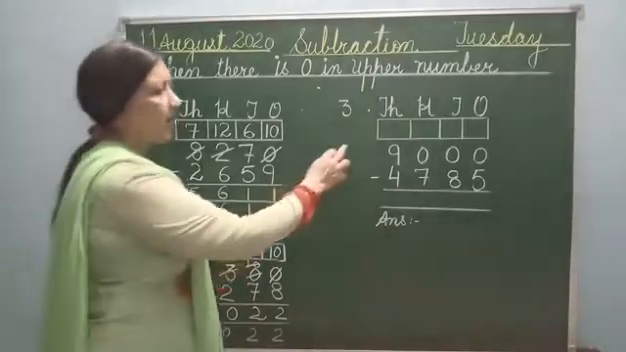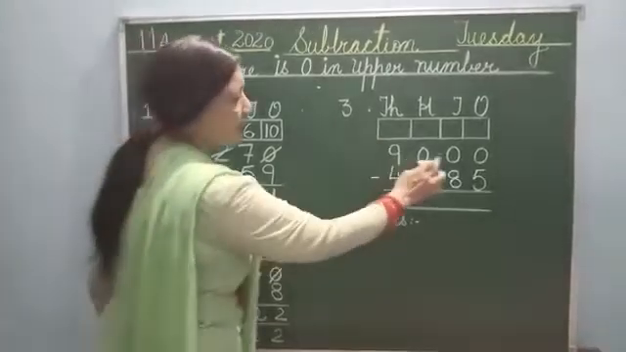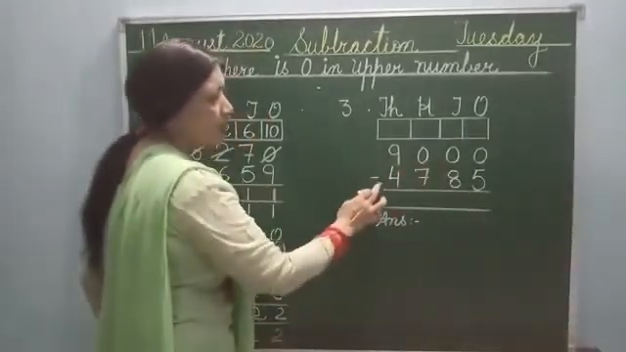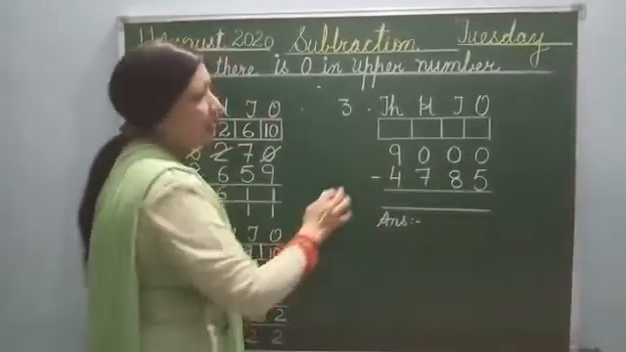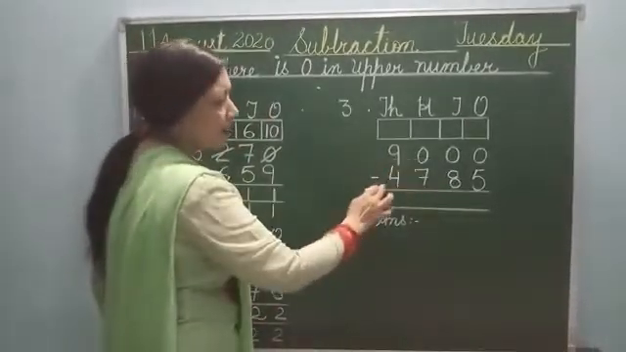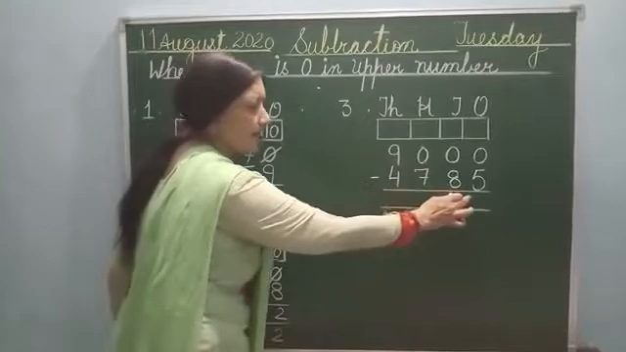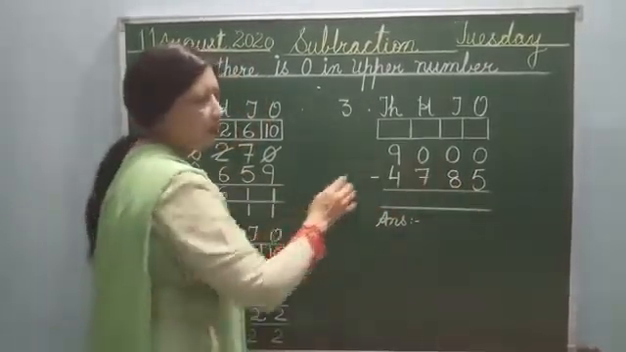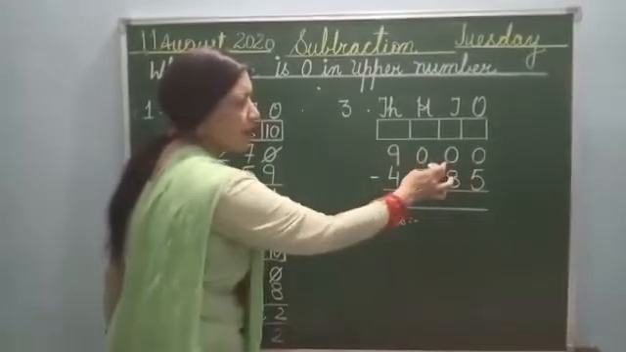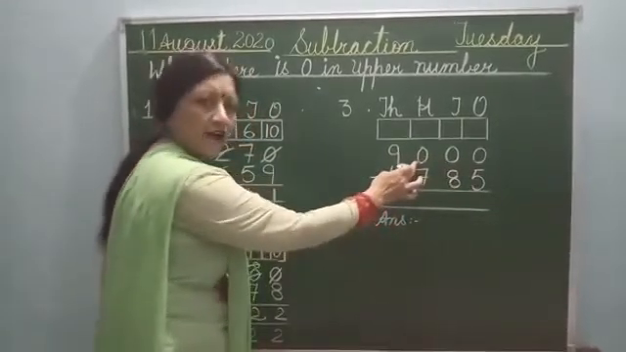Now the next sum is 9,000 minus 4,785. Now there are 3 zeros: 0 at 1's place, 0 at 10's place, 0 at 100's place.